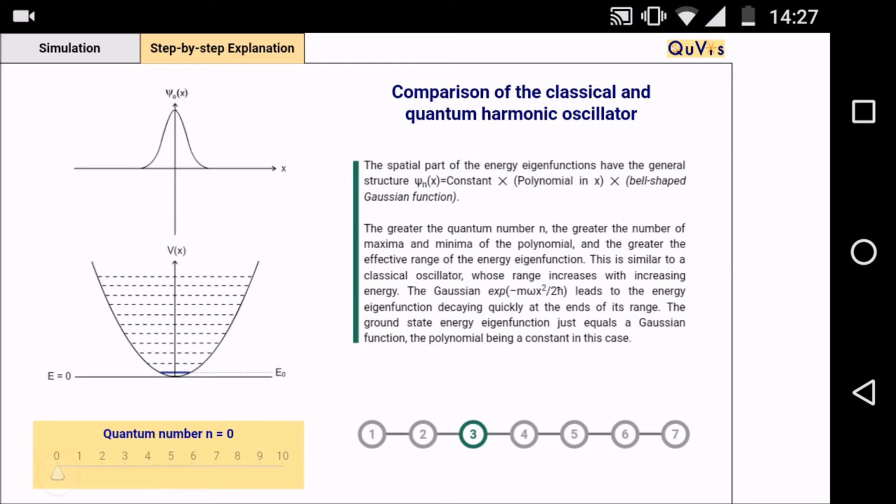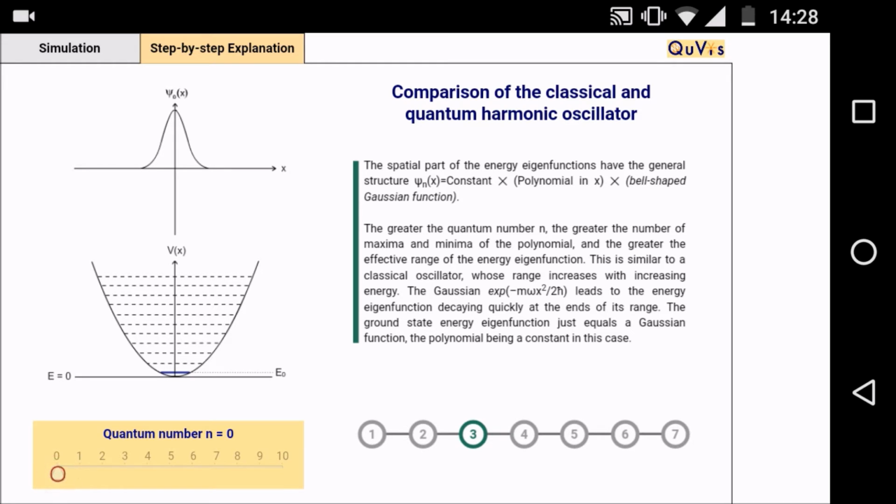The spatial part of the energy eigenfunctions have the general structure psi n x equals a constant times a polynomial in x times a bell-shaped Gaussian function. The greater the quantum number n, the greater the number of maxima and minima of the polynomial, and the greater the effective range of the energy eigenfunction. This is similar to a classical oscillator, whose range increases with increasing energy. The Gaussian, e to the power of negative m omega x squared divided by 2 h bar, leads to the energy eigenfunction decaying quickly at the ends of its range.